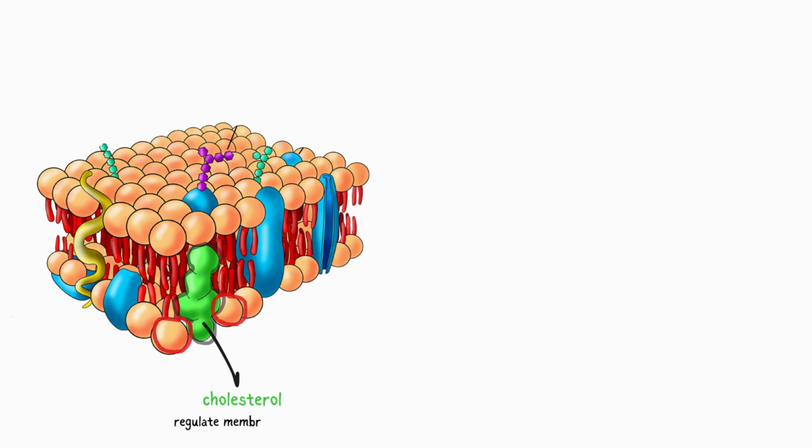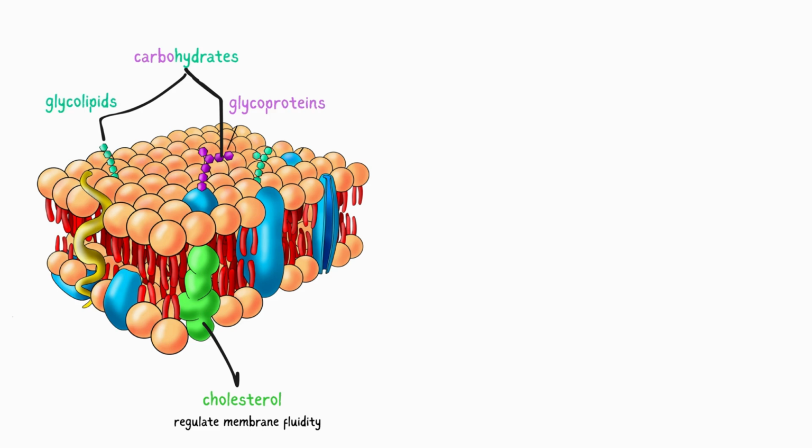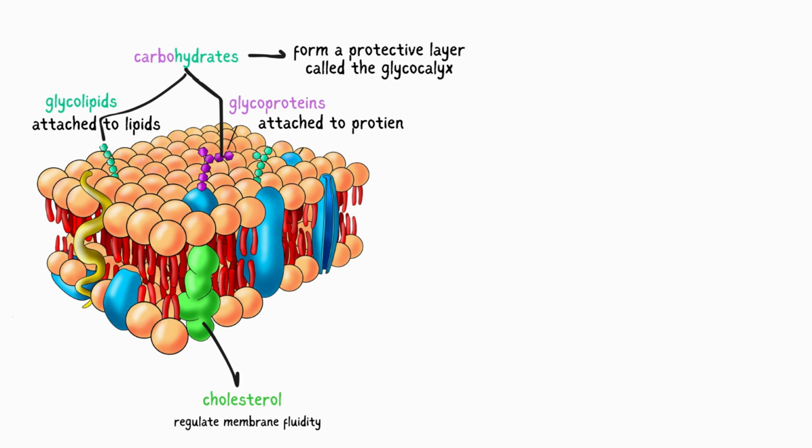They regulate membrane fluidity. On the outer surface of the cell membrane, carbohydrates are present in the form of glycoproteins and glycolipids. Carbohydrate molecules, when attached to proteins, form glycoproteins. Some are attached to lipids and form glycolipids. These carbohydrate chains project outward from the membrane and form a protective layer called the glycocalyx. The glycocalyx plays a crucial role in cell recognition, cell adhesion, and immune response.